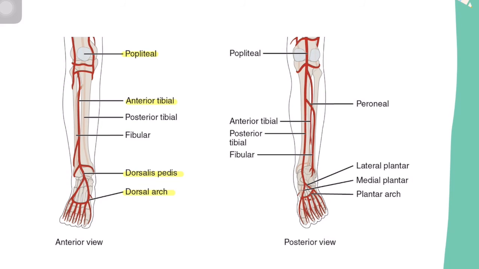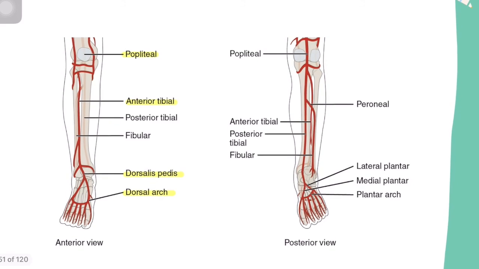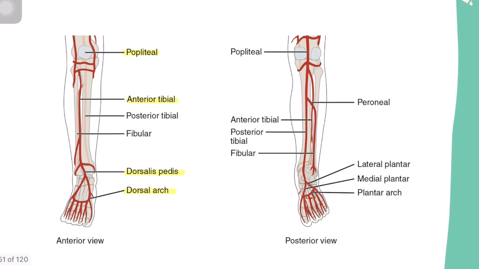However, in the posterior view, you'll see that the popliteal artery branches into the fibular artery, which supplies the lateral compartment of the leg, and into the posterior tibial artery, which supplies the posterior compartment of the leg. Then the posterior tibial artery branches into the medial plantar and lateral plantar arteries to supply the muscles of the feet.